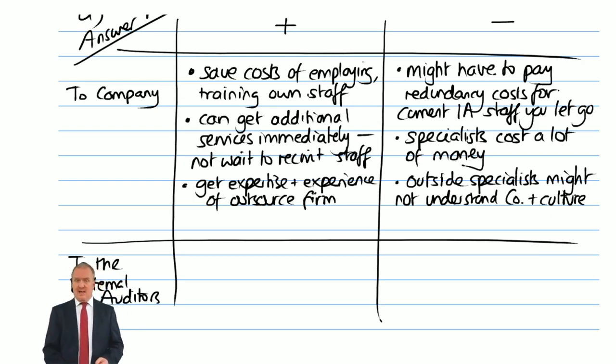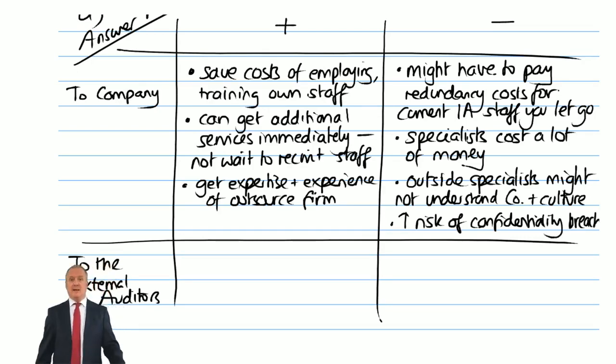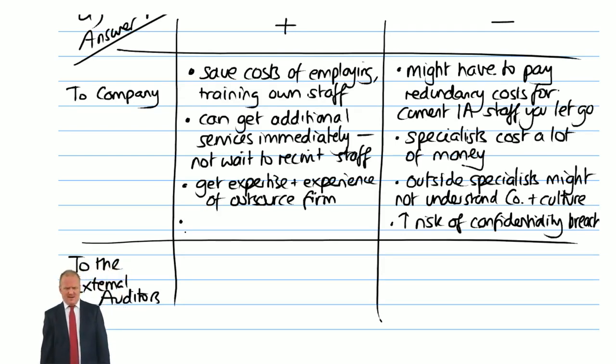Another danger with paying outsiders to come into your company and check things like controls and risk is an increased risk of confidential company information disappearing out of the company. You're letting outsiders see the inner workings of your company. 8 marks in here. I think we need a fourth benefit. Benefit of outsourcing.